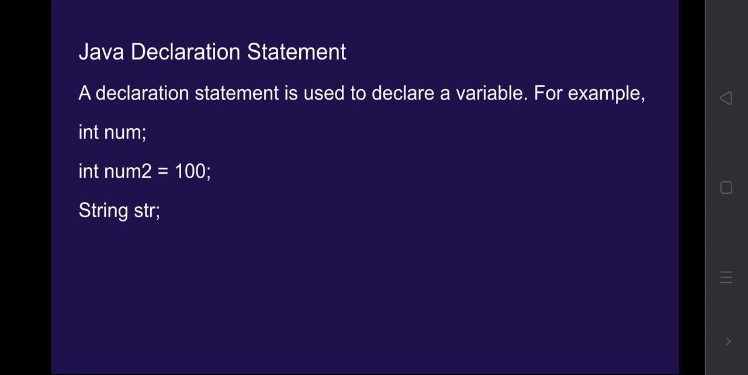For example, say num is a variable which is int. num2 is a variable which is an integer and the value is equal to 100. And str is a variable of the string type. So we are declaring a number as an integer, and again an integer, and we are saying the value is equal to 100. So these are all declaration statements. We can declare a function, a variable or a constant, and that is done by the declaration statement.